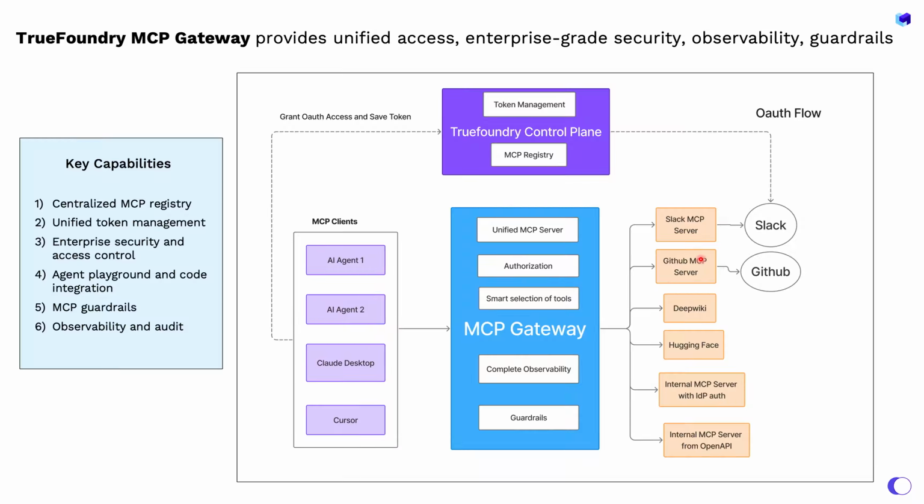So you can think about multiple scenarios here where, let's say you are using a Slack MCP server or a GitHub MCP server, which typically use OAuth mechanisms. This is registered in the MCP registry. Think about Deepwiki, which is a no-auth MCP server. This can also be registered. Hugging Face, which uses OAuth and can also use API key-based auth, can be registered. You might have internal MCP servers, custom MCP servers, which use your IDP auth. Those can also be registered. And you can have internal MCP servers which have been translated from OpenAPI, which can also be registered in the gateway.